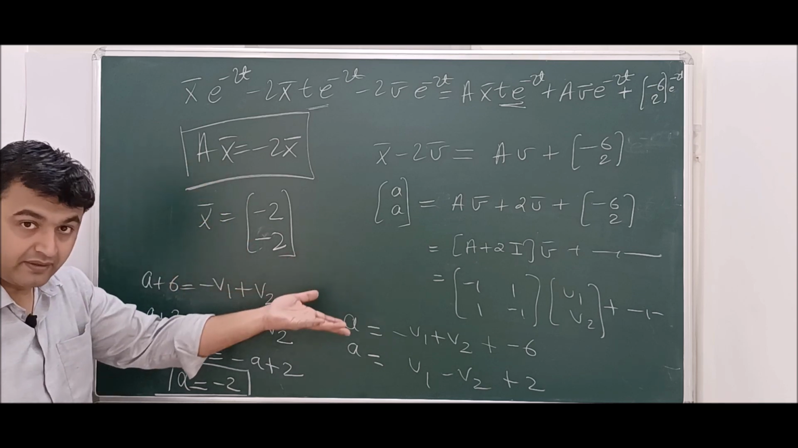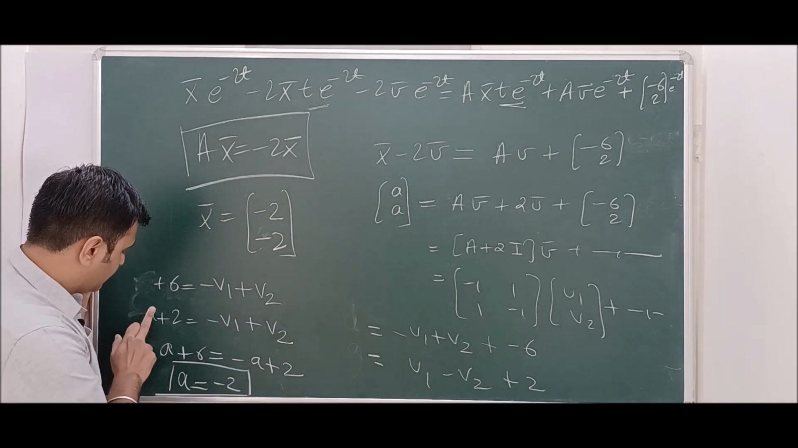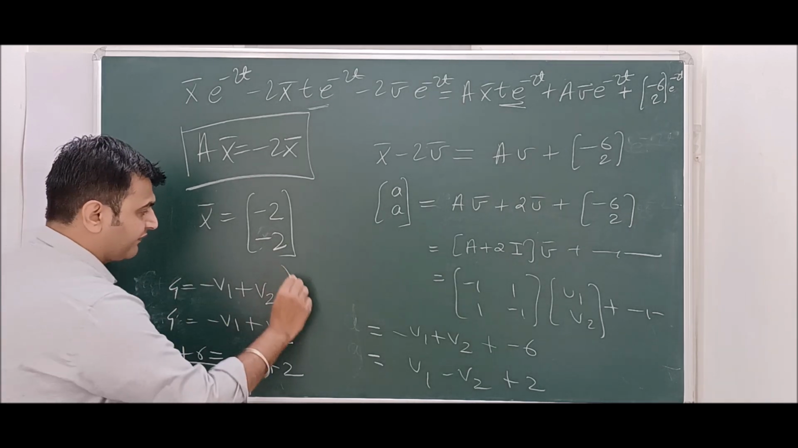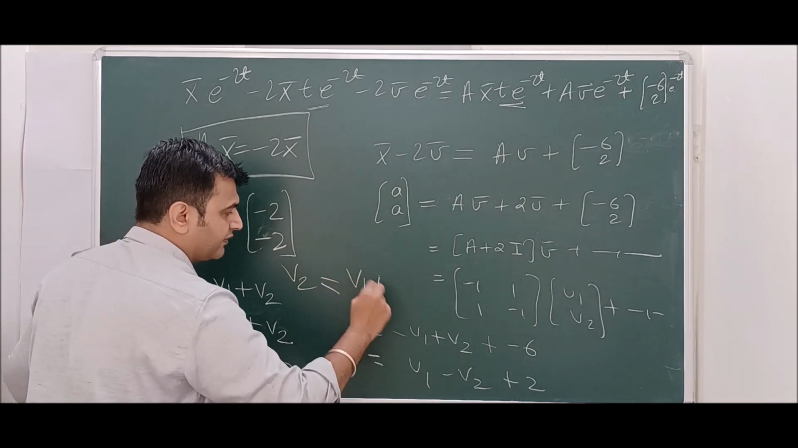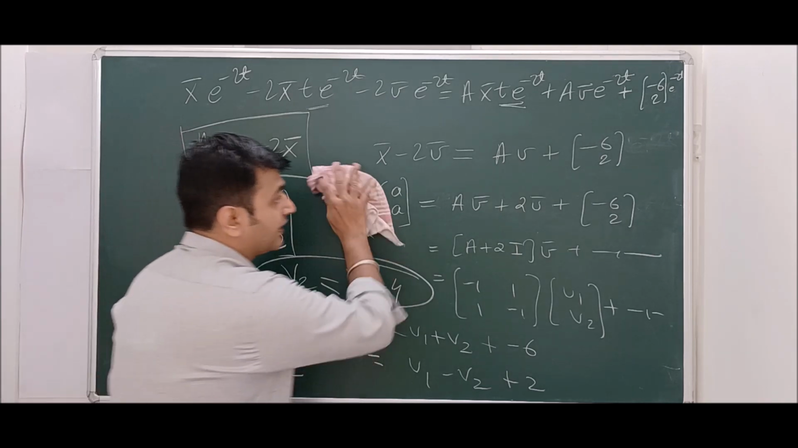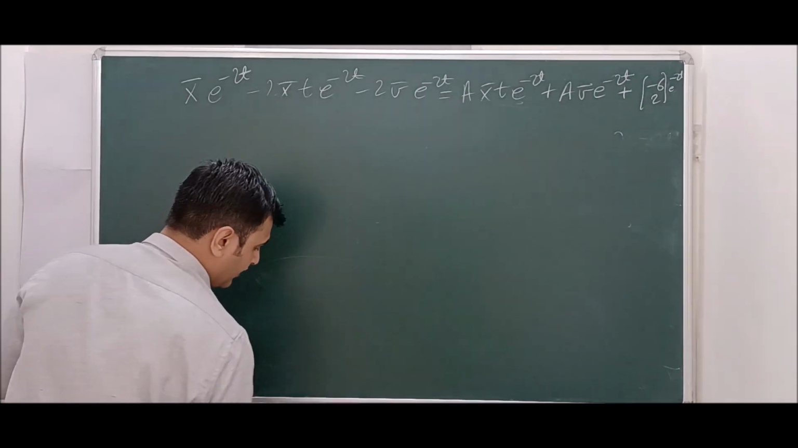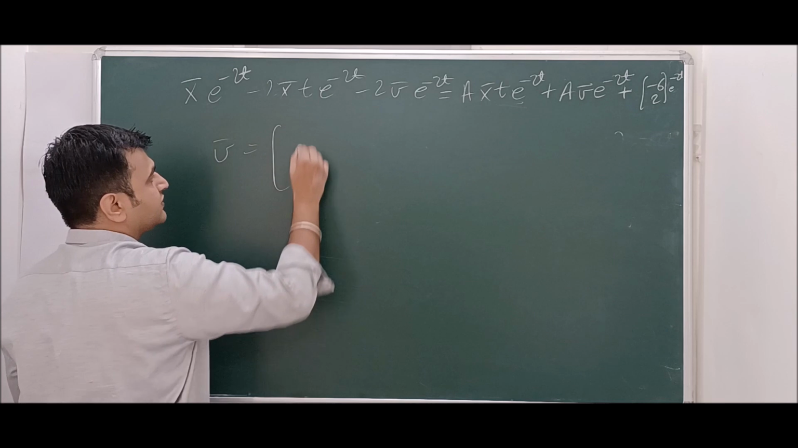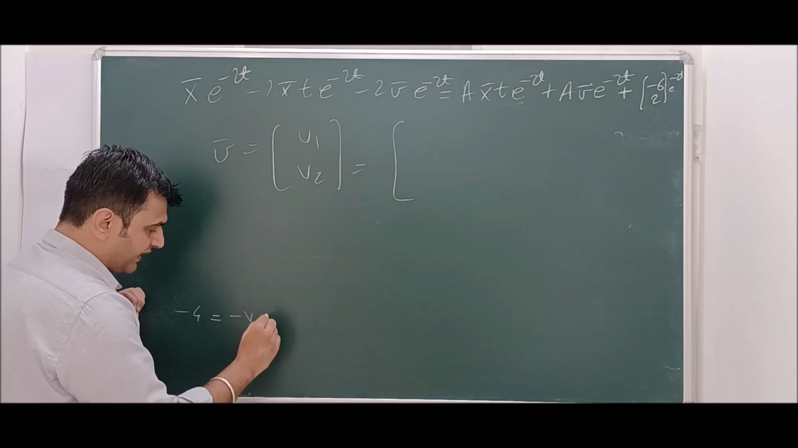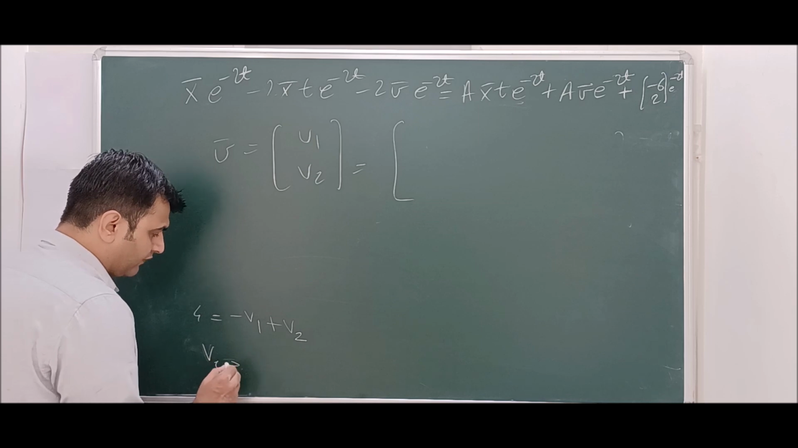Now we want to find v bar. So now if I put the value of a over here, which is (-2, -2), what do I get? This is equal to 4. So what is my v2? v2 is nothing but v1 plus 4. This is the condition I am getting on the components of v bar. So our v bar, which was nothing but (v1, v2), we got minus 4 equal to minus v1 plus v2. Now there was no minus sign, so we had v2 is 4 plus v1.